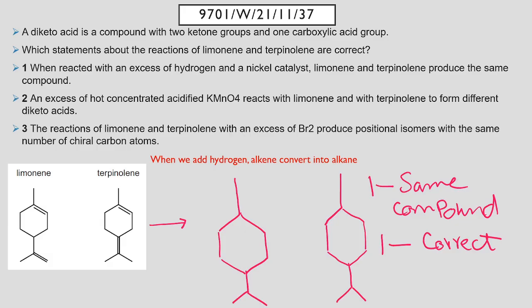Now here we have the questions. This is the first question from GA21, Winter 21. A diketo acid is a compound with two ketone groups and one carboxylic acid. So this is a bit long question. First of all, we are treating here the first part with excess hydrogen and nickel catalyst. So both of them convert from alkenes into alkanes and they are the same group.